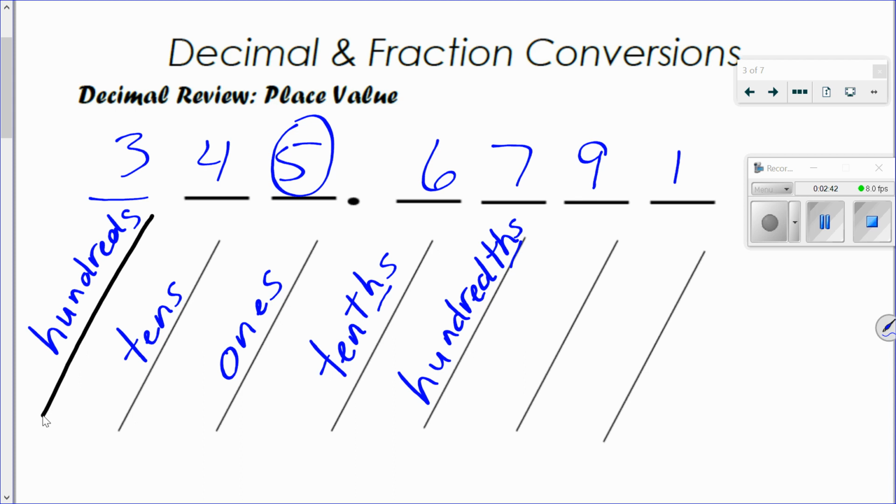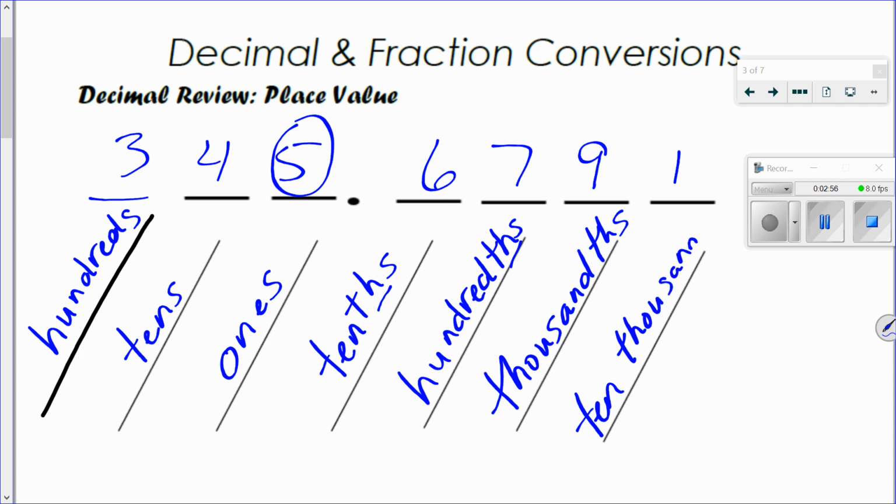So that means that 9 is what place? Gunner? Thousandth. Thousandths. And then the 10,000ths. Okay, so you guys understand the pattern, right? Okay, we'll get to why that's really important in just a minute here. Any questions on your place values?